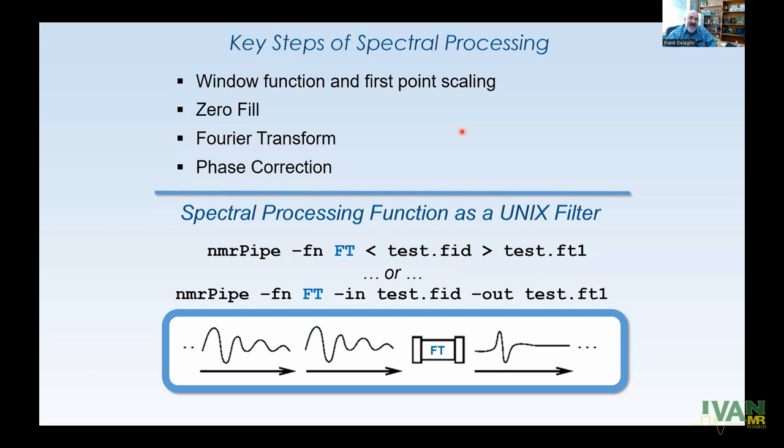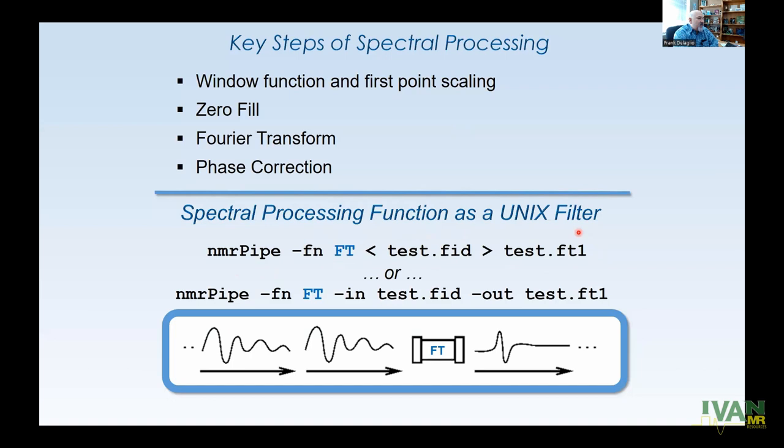produces an output. So for example, Unix has a command called sort that sorts text in alphabetical order. So the input is a collection of lines of text, and the output is a collection of those same lines of text, but reordered in alphabetical order. So this idea of a filter we can extend to spectral processing functions. For example, a function that applies a Fourier transform, and its input is the time domain data, and its output is the Fourier transform data.